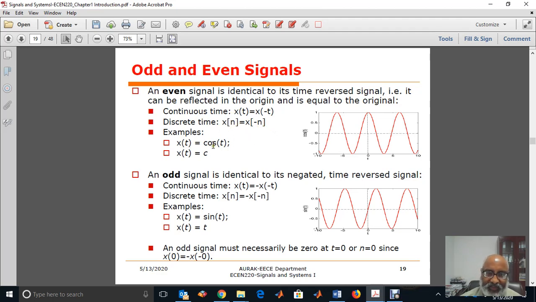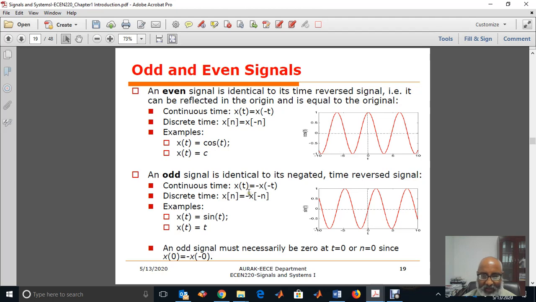So for example, x of t equals cosine t. If you reflect it, cos of t is equal to cos of minus t. So this is an even signal. x of t equal to a constant number is also an even signal.